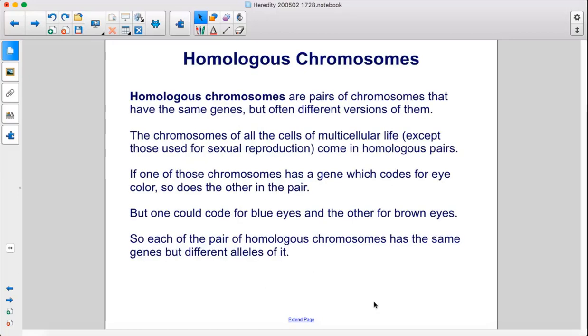Homologous chromosomes are pairs of chromosomes that have the same genes but often different versions of them. The chromosomes of all the cells of multicellular life, except those used for sexual reproduction, come in homologous pairs. If one of those chromosomes has a gene which codes for eye color, so does the other in the pair. But one could code for blue eyes and the other for brown eyes. So each of the pair of homologous chromosomes has the same genes but different alleles of it.